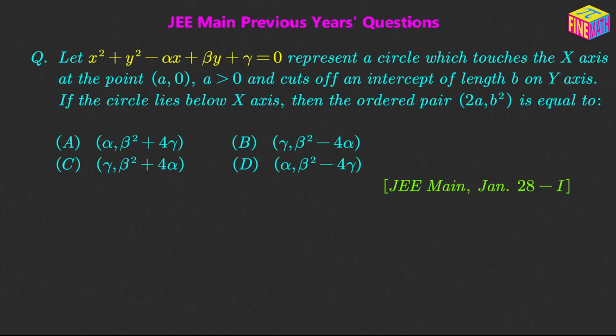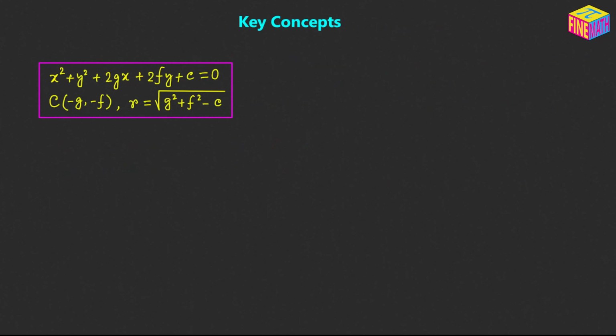Before we get started with the solution, let's take a look at the key concepts that we are going to use in the solution. The first concept is this: if the general equation of a circle is given, we can easily determine the coordinates of its center and also the radius of the circle.